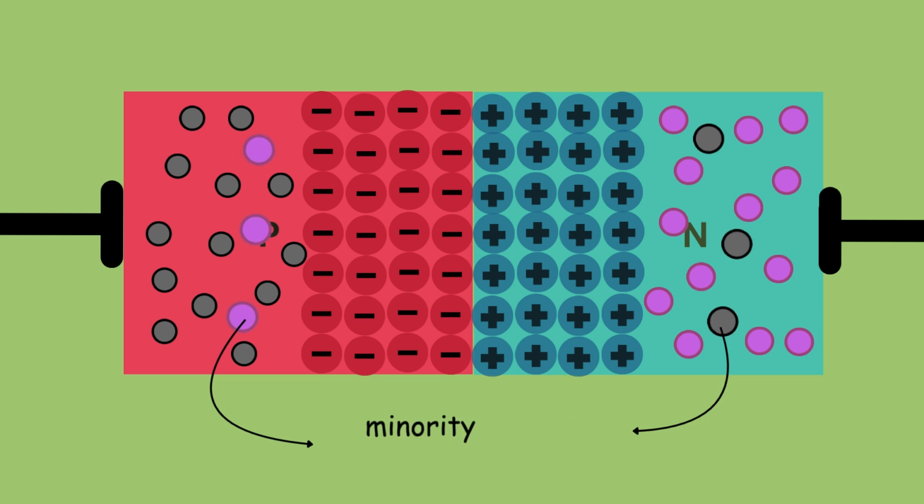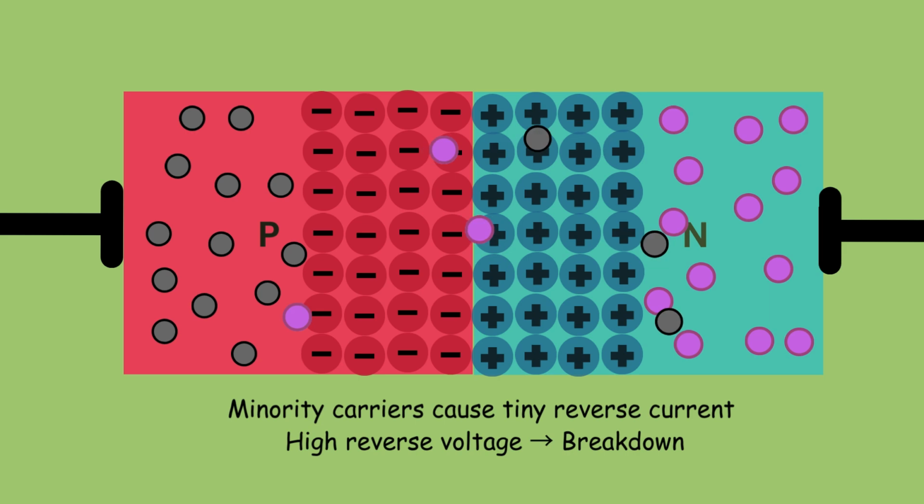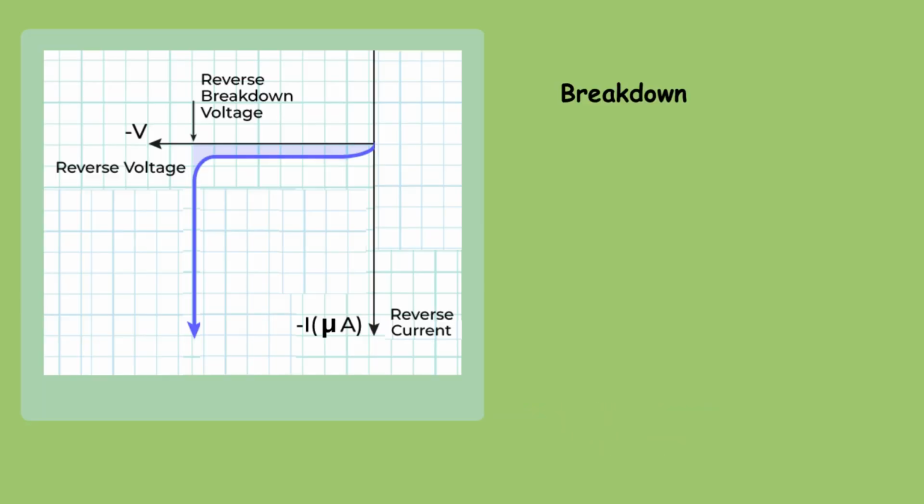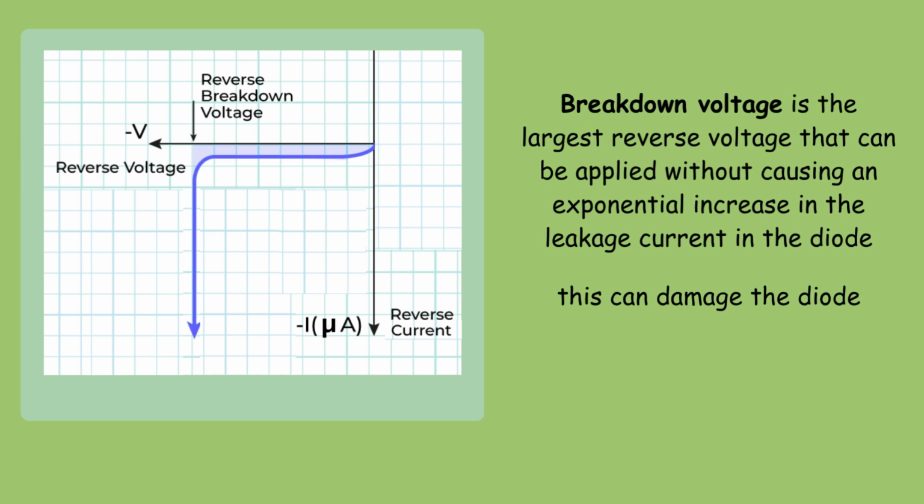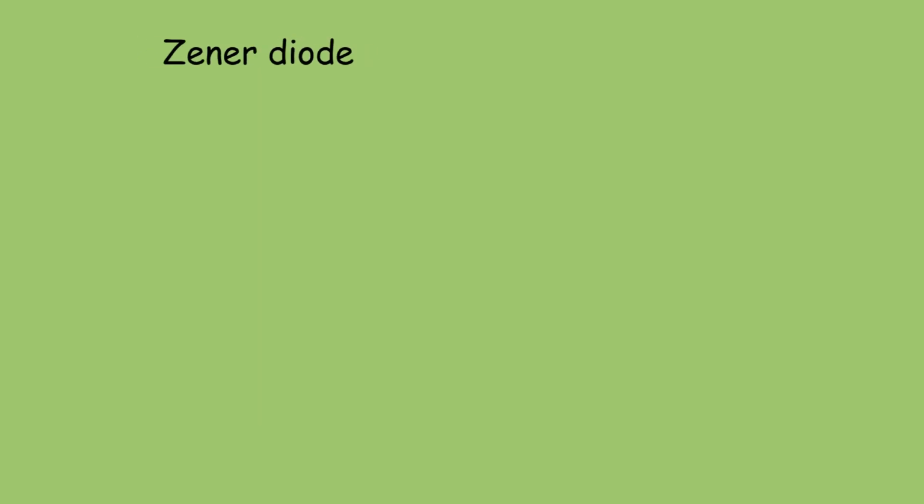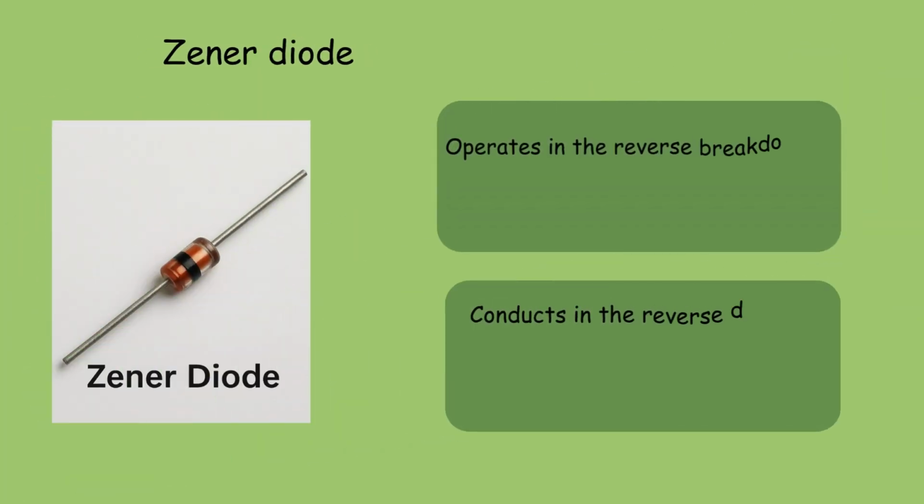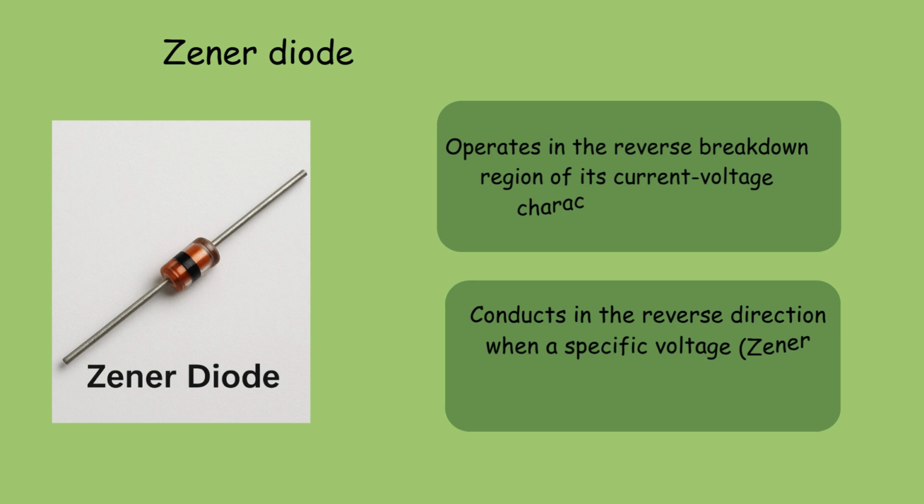It comes from the minority carriers, a few electrons on the P side and a few holes in the N side due to the thermal energy. These carriers get swept across the junction, but since they are so few, the reverse current is tiny, usually in microamperes. But here is the twist. If we keep increasing the reverse voltage, the electric field becomes strong enough to cause breakdown, suddenly allowing a large current to flow. This is the breakdown voltage of the diode. If uncontrolled, it can destroy the diode. But in Zener diodes, we use this behavior intentionally for voltage regulation.